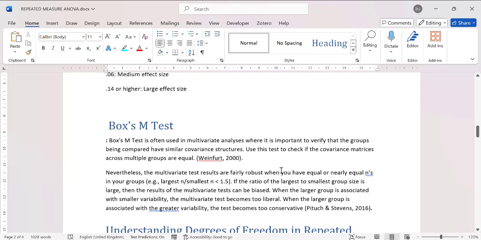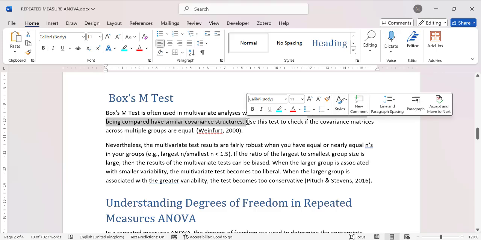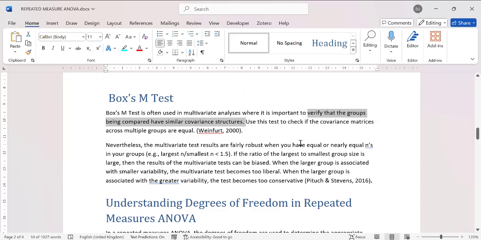All right. Then the next thing we need to know is the Box's M test. Basically, it helps us to verify that the groups being compared have similar covariance structures. So we use this test to check if the covariance matrices across multiple groups are equal. However, like we said before, multivariate tests are very robust.